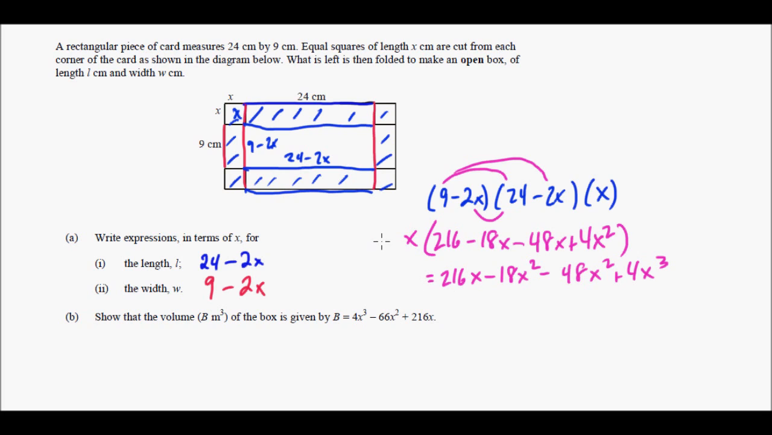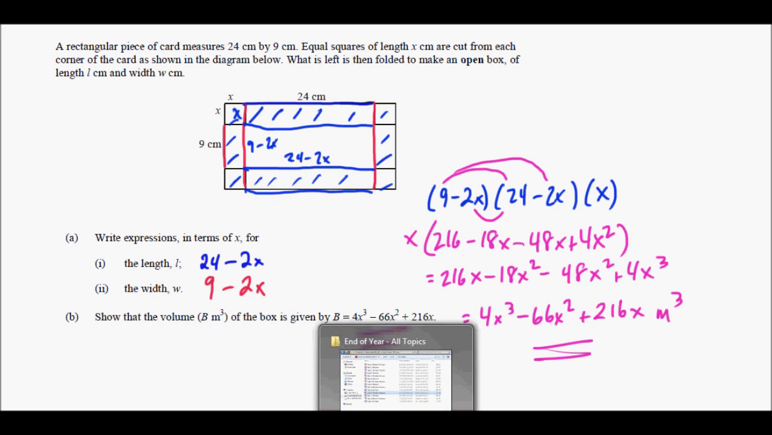Okay, now we can simplify that. So 4x cubed, what do we have with the x squared? Negative 18 minus 48 is negative 66x squared, and then plus 216x. And then that's going to be meters cubed. Okay. That should equal that. Does it? Yeah. Okay, we're good. So there you go. You showed your work. You're good to go.